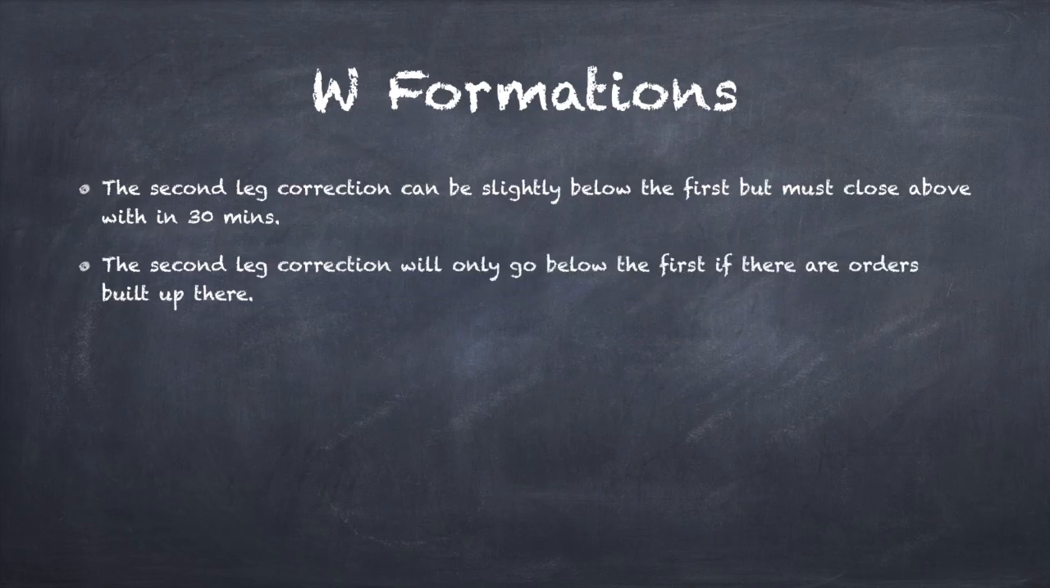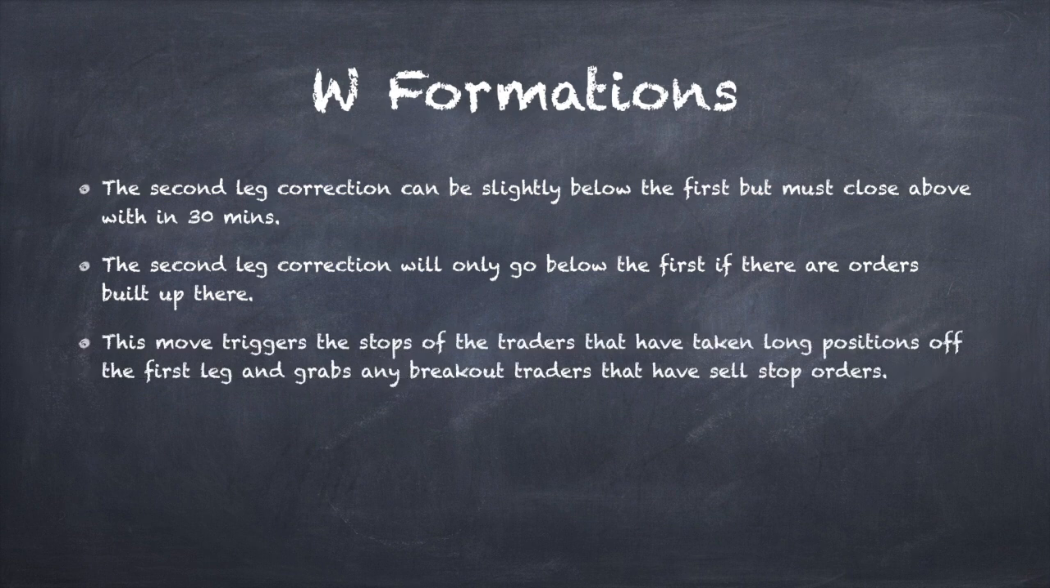The second leg correction will only go below the first if there are orders that are built there. Again, same philosophy. If there are orders that are built up here, all right, sell stop orders, right? That's what we talk about next. The move triggers the positions for the sell stops, right? This move triggers the stops of the traders that went long up here off the first leg and grabs any breakout traders that have sell stop orders.